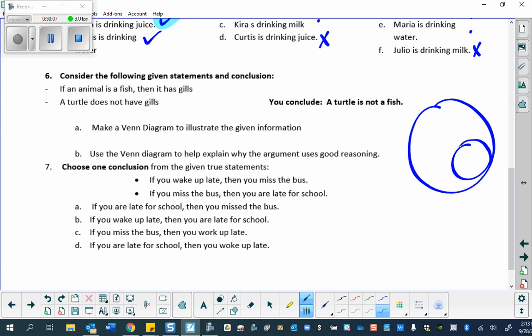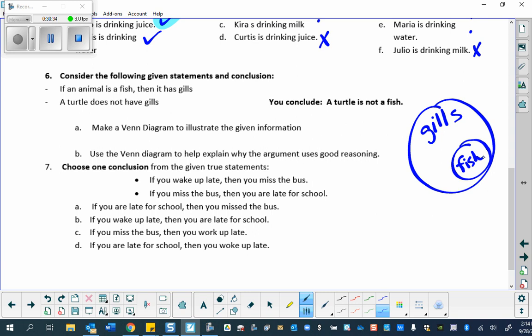If an animal is a fish, then it has gills. Are there other animals that have gills? Okay. So that means that gills and fish fit into my Venn diagram like that. If the animal's a fish, then it has gills. If it has gills, is it a fish? No.